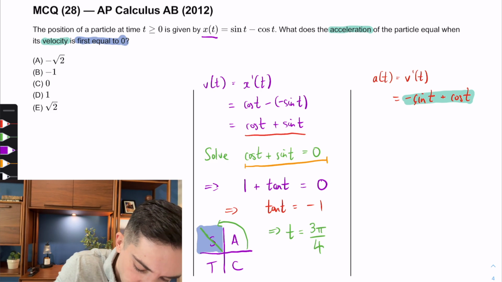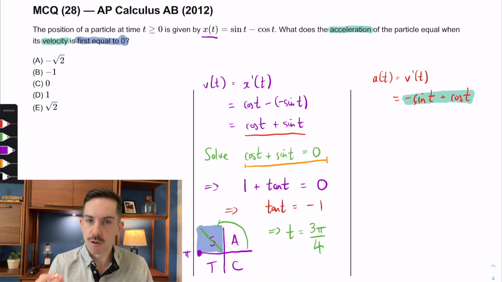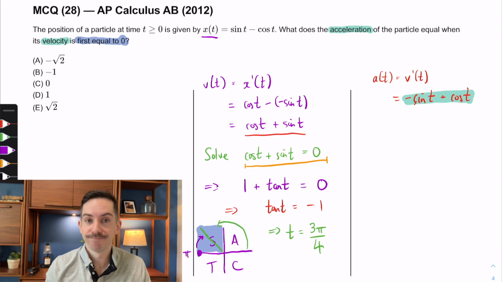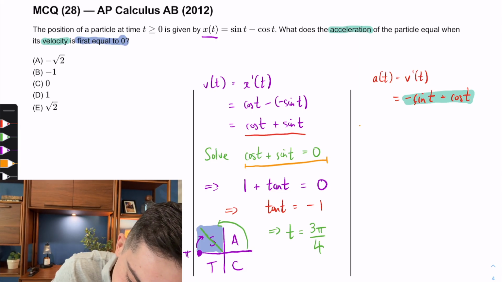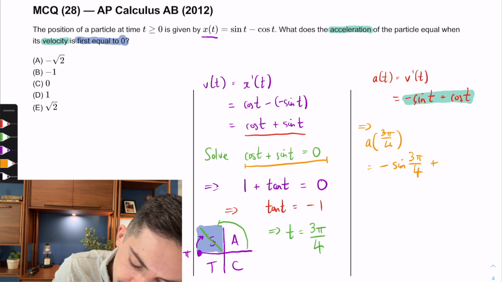Remember, I can start all the way over here, pi radians around my unit circle, and I can subtract off my reference angle, pi by 4, to get to that angle that I want. So t is going to be 3 pi by 4 the first time that I satisfy this equation of my velocity being 0. So that's my t value. Let's now substitute this into my expression for acceleration. So a of 3 pi by 4 is going to be negative sine of 3 pi by 4 plus cosine 3 pi by 4.